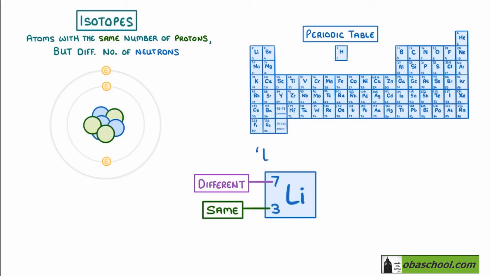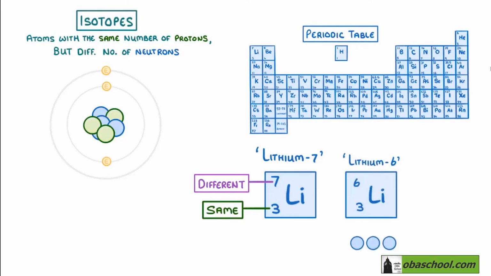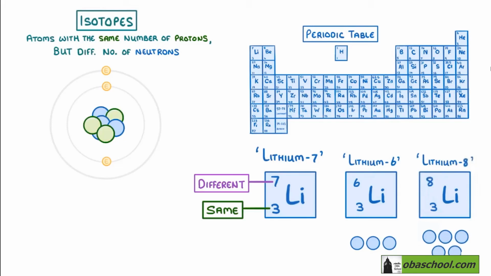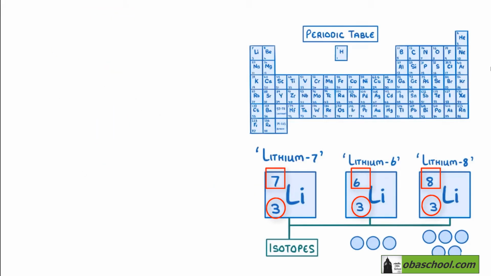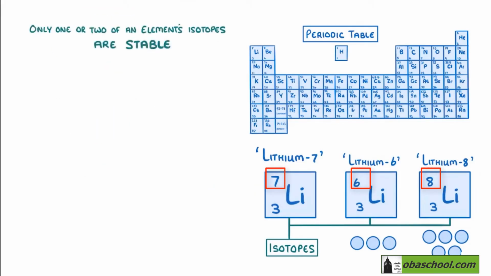For example, for lithium-7, we can get lithium-6, which has 3 neutrons, and lithium-8, which has 5 neutrons. So these 3 atoms are classified as isotopes of lithium because they all have the same number of protons but different number of neutrons. In general, only 1 or 2 of an element's isotopes are stable.